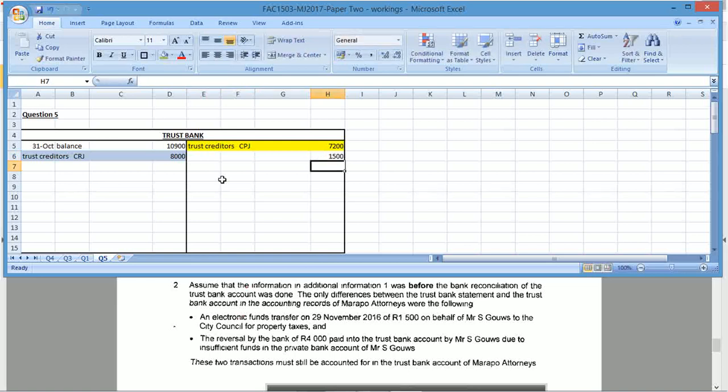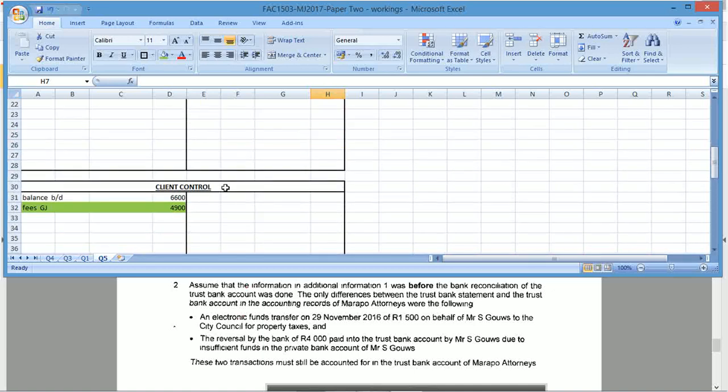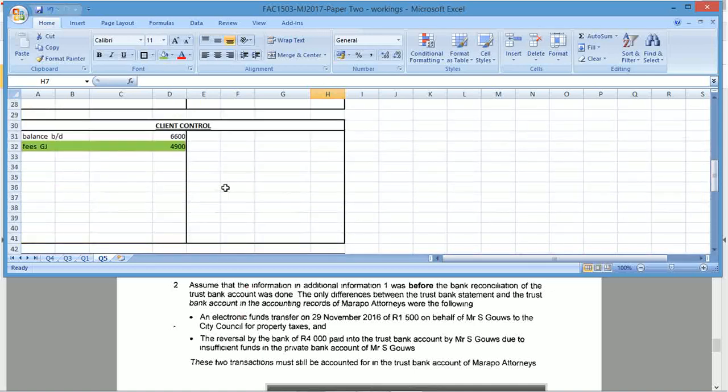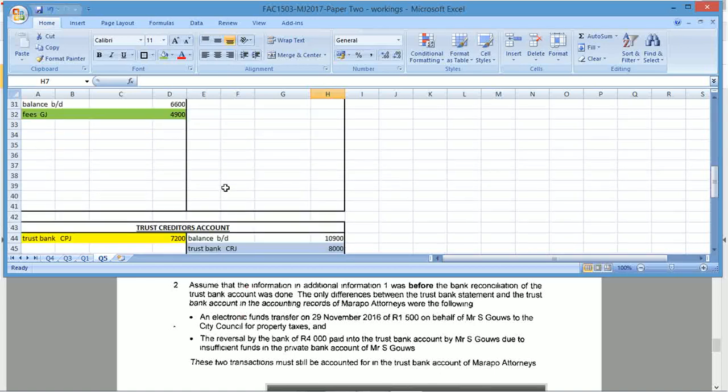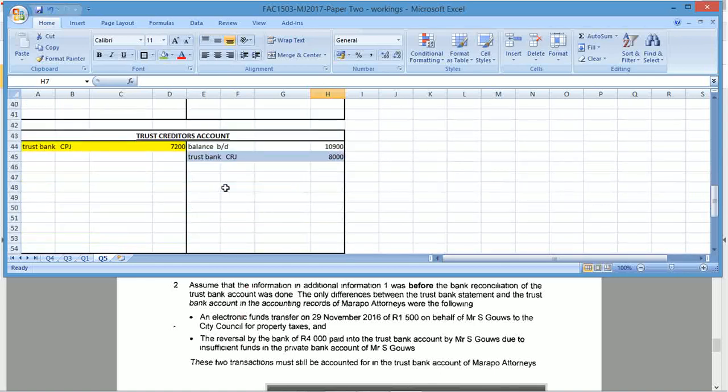1,500. Okay, we don't have an account for City Council property taxes, so let's think. What other account could you use to show that? Client control. Client control means they're either owing you or not. That would be like debtors. Trust creditors. Would it be trust creditors? Let's think about this.